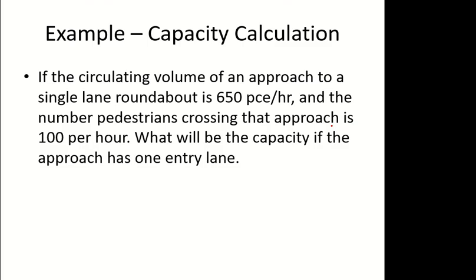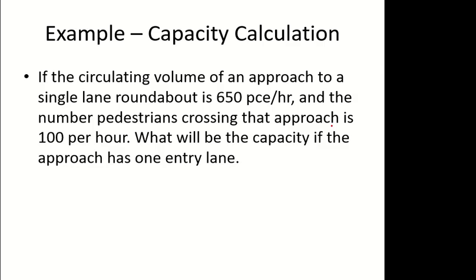Circulating volume, VC, the volume of the roundabout. We call it VC or circulating volume. It's a single lane roundabout, and it has 100 pedestrians crossing. So what will be the capacity if the road is also one lane? Single lane roundabout, single lane road, 100 pedestrians crossing, and 650 is the volume on the roundabout itself, the circulating volume.